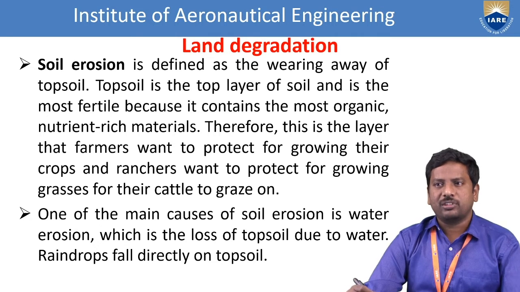Therefore, this is the layer that farmers want to protect for growing their crops, and ranchers want to protect for growing grasses for their cattle to graze on. One of the main causes of soil erosion is water erosion, which is the loss of the topsoil due to water. Raindrops fall directly on topsoil.